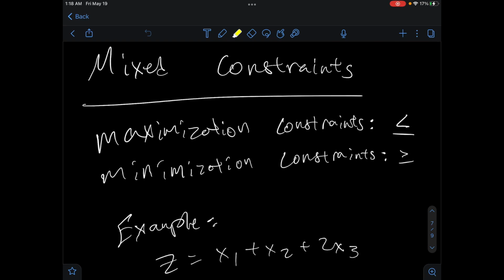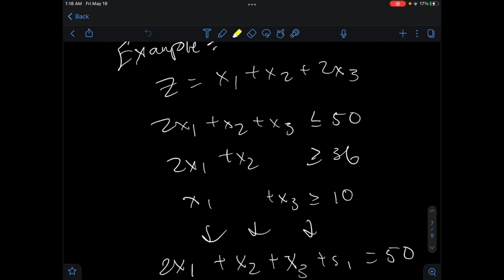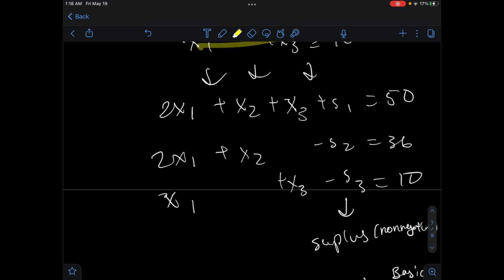Now, let's go in depth about mixed constraints. I just talked about maximized constraints, and in the previous part, we talked a bit about minimized constraints. Now, in mixed constraints, there's going to be a mix of both, as shown. With our objective function right here, as you see, there's a less than or equal to. This is a maximization constraint, and this is a minimization constraint, where it has to be greater than or equal to 36 and 10, respectively.